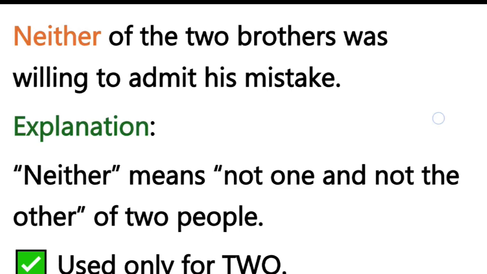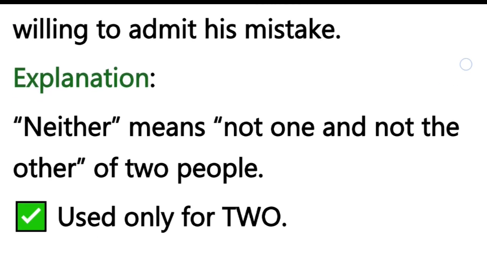Neither means not one and not the other. No one admitted their mistake. Neither is used only for two people. So over here, two people are two brothers, and neither of them accepted their mistake.